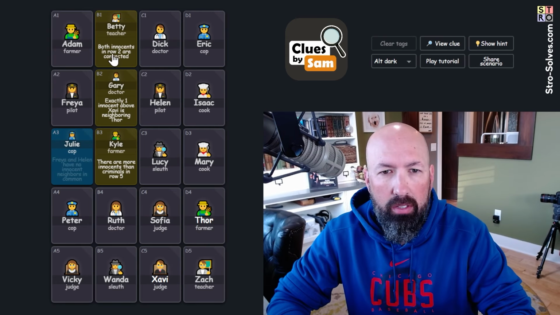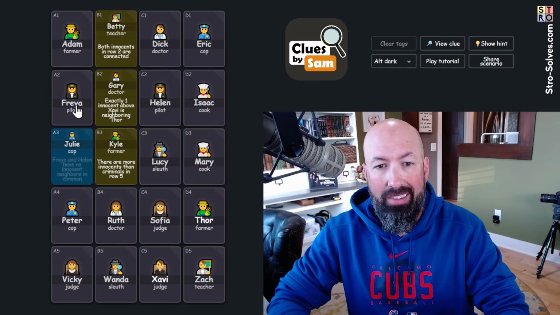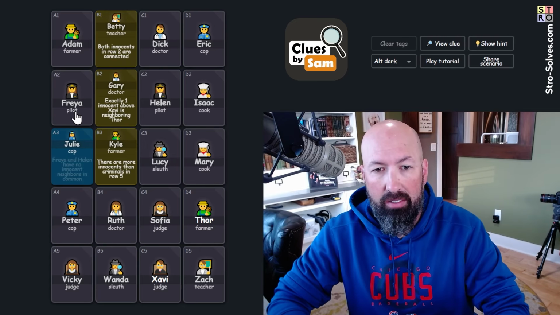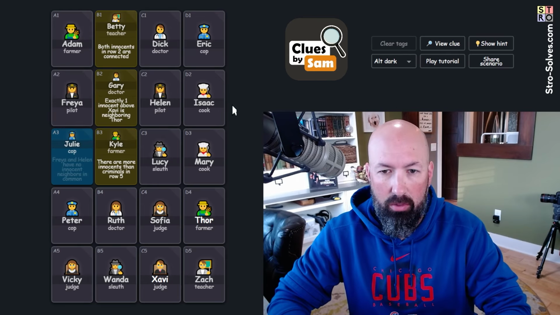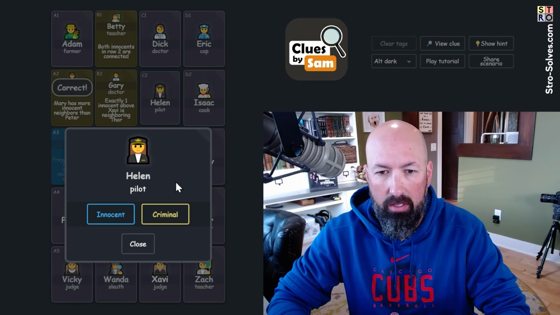Okay, interesting. Both innocents in row 2 are connected. So there's 2 innocents in row 2, and they're connected. So if Freya were one of the innocents, she would not be able to be connected. So it must be Helen and Isaac. Freya is a criminal. Helen and Isaac are innocent. We're getting a whole bunch right away.